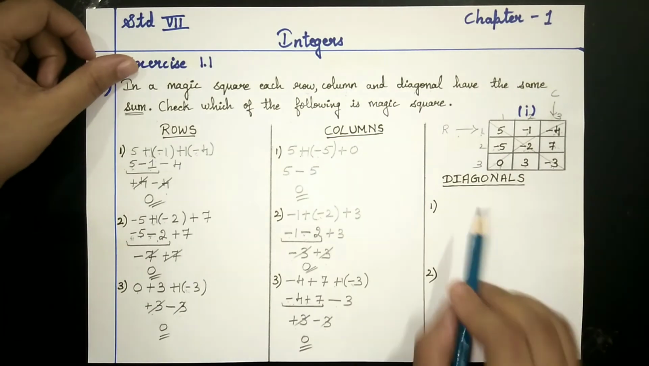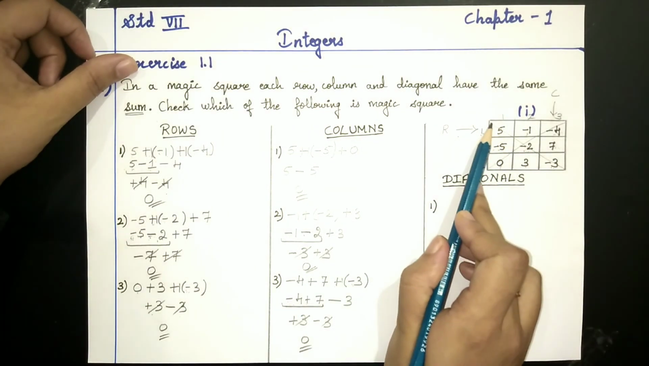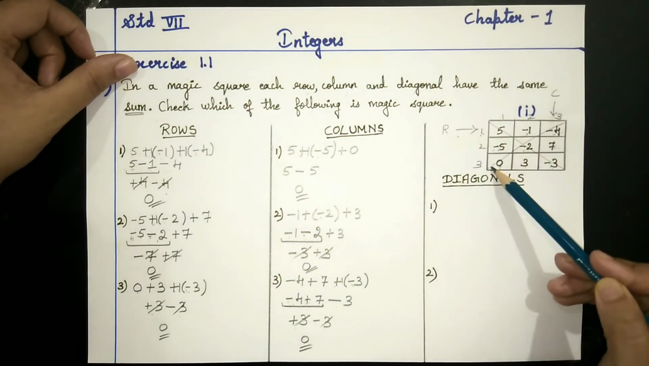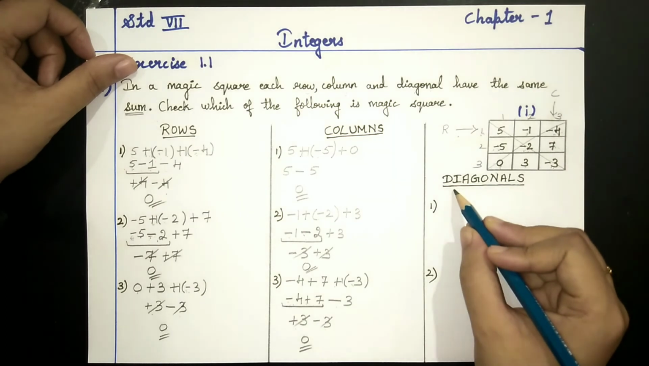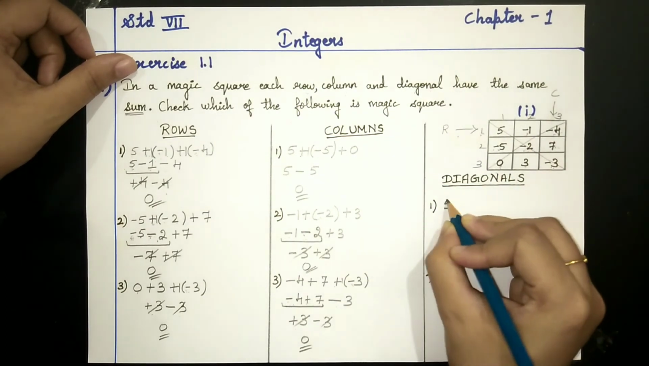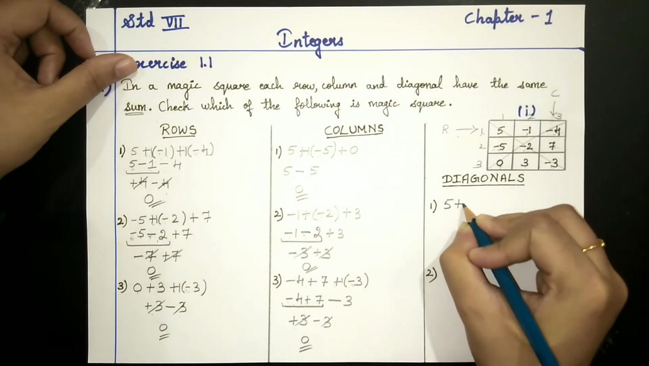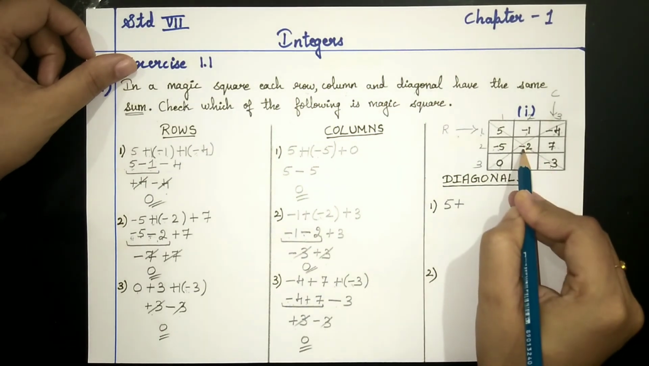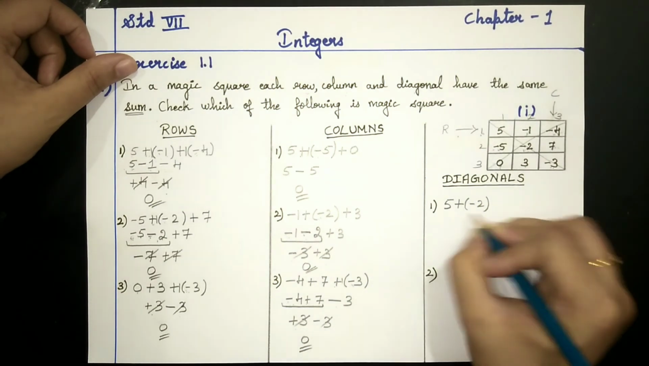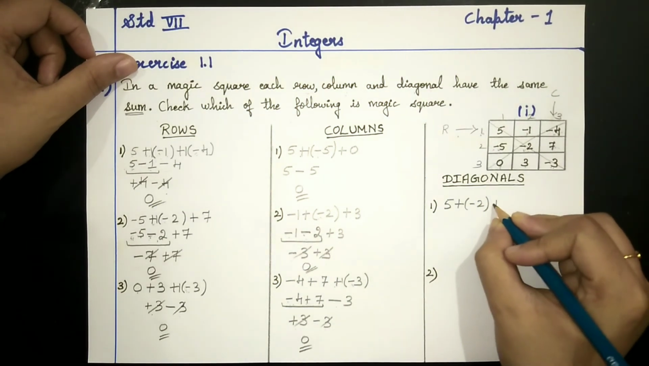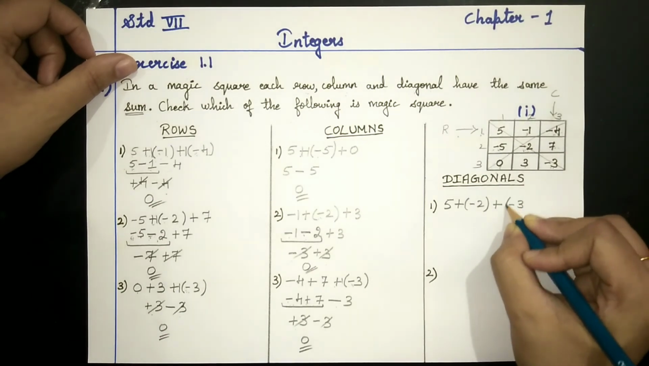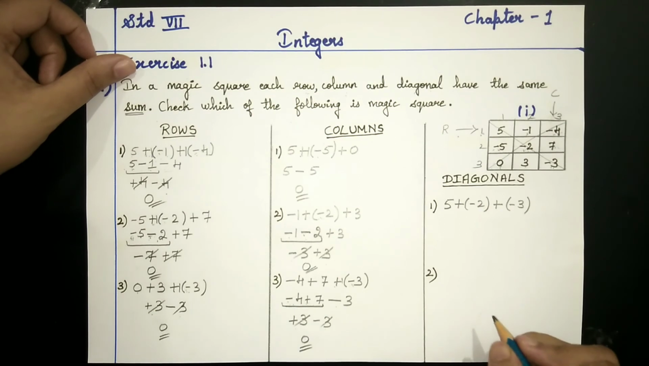Now let us try with the diagonals. Okay, diagonal 1 is this one cross, and diagonal 2 will take this one. Okay, starting with the first diagonal, the first number they have given you is 5, put addition symbol. The second number they have given you is minus 2. Since two signs are coming continuously, let me put this in the bracket. Then again addition symbol, and then minus 3. Again there are two signs continuously, let me put this in the bracket.